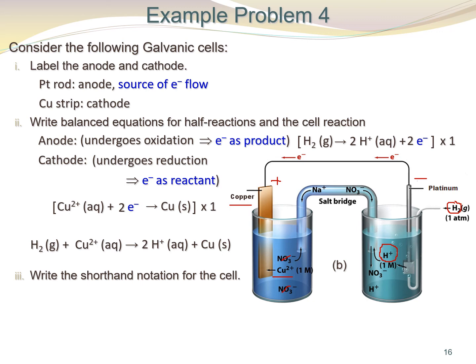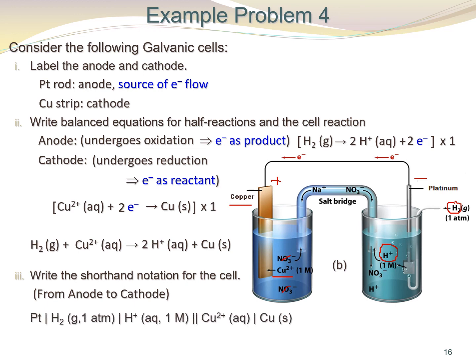As we write up the shorthand notation, remember we start from here. When we start from here, first it's a platinum. Remember when we write from left to the right, so that is Pt, and there's a bar. And between H2 and H plus, we need to make sure that electron flow actually goes from left to the right, so from reduced to oxidized.